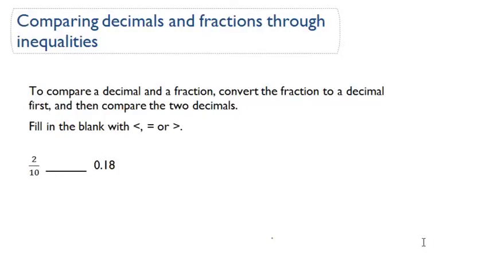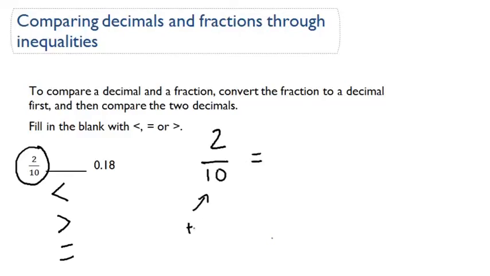All right, comparing decimals and fractions through inequalities. To compare a decimal and a fraction, you have to first convert the fraction to a decimal, and then compare the two decimals. So I want to find if 2/10 is less than, greater than, or equal to 0.18. First, I need to convert 2/10 to a decimal. Luckily, my denominator is already in tenths, so this is going to be pretty simple. This is 2/10, so this is 0.2 because this is the tenths place.